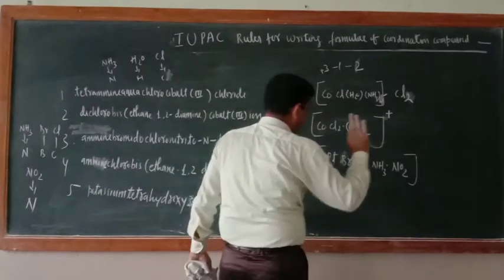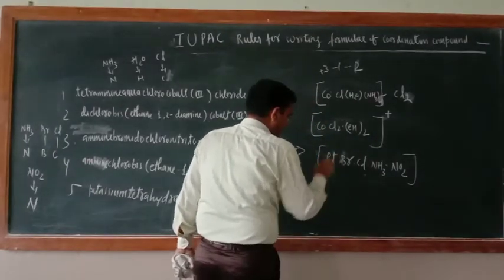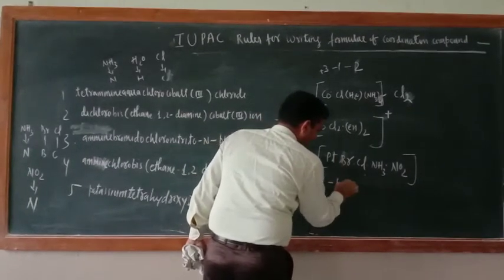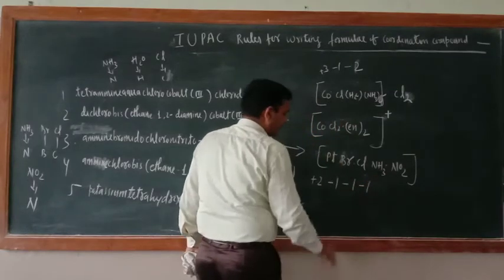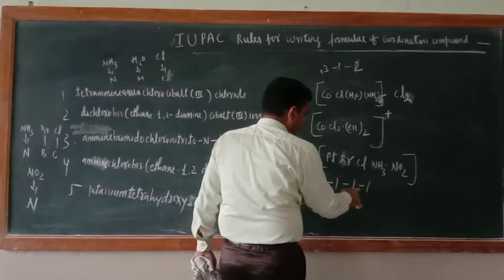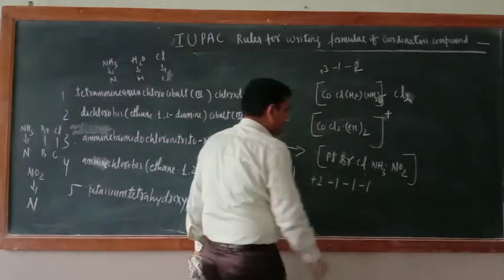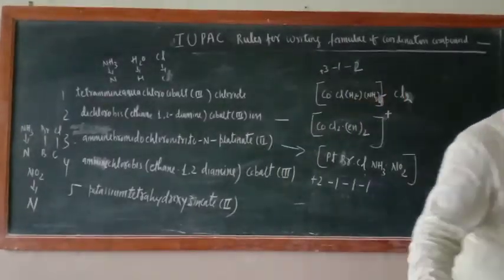Now check whether the total number of positive and negative charges is equal or not. I think it is not equal. Platinum is +2, bromine is -1, chlorine is -1, nitrito is -1. Then this is not correct. The negative is 3 but the positive is 2. Then how can we balance it? Just see, we'll do that also.